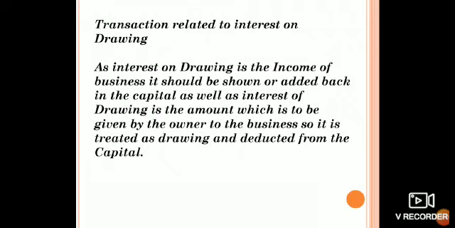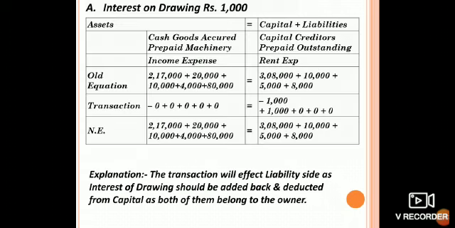Transaction related to interest on drawing. As interest on drawing is the income of business, it should be shown or added back in the capital, as well as interest on drawing is the amount which is to be given by the owner to the business. So it is treated as drawing and deducted from the capital. Let us see one example for this. Interest on drawing rupees 1000.